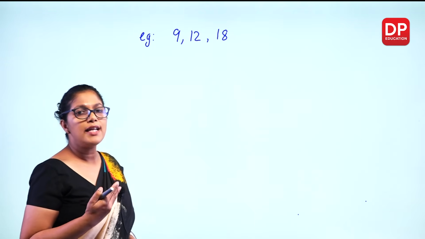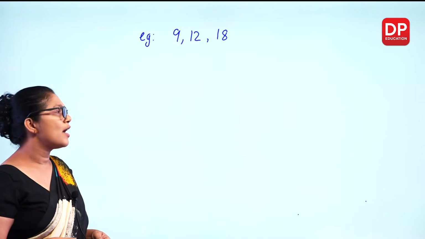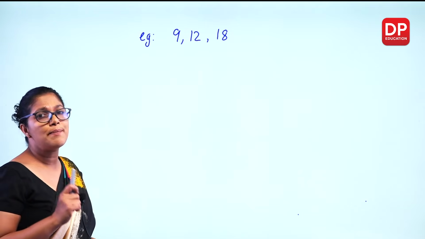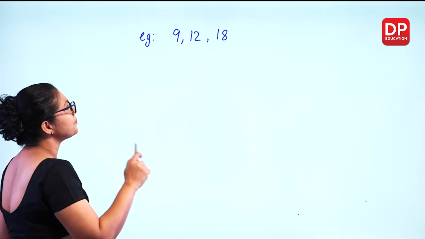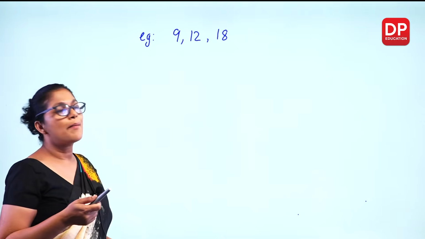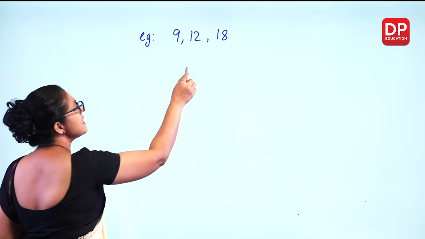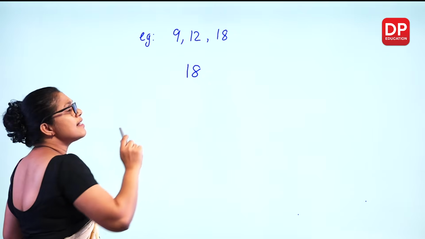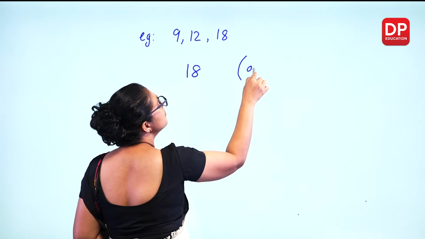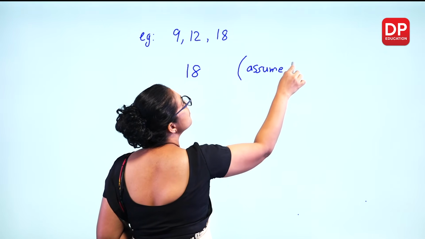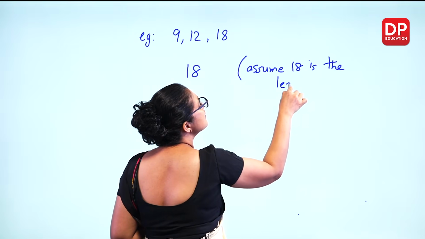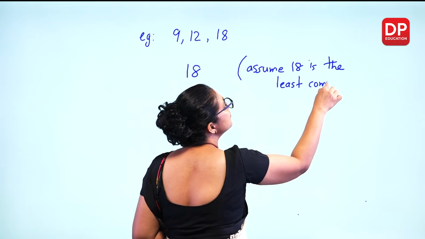Now we'll look at another example. Now take 9, 12 and 18. So we want to find out the least common multiple of these three numbers. I'll teach you an easy method. Out of these three numbers, what's the largest number? The largest number is 18. So first I'll assume 18 is the least common multiple.